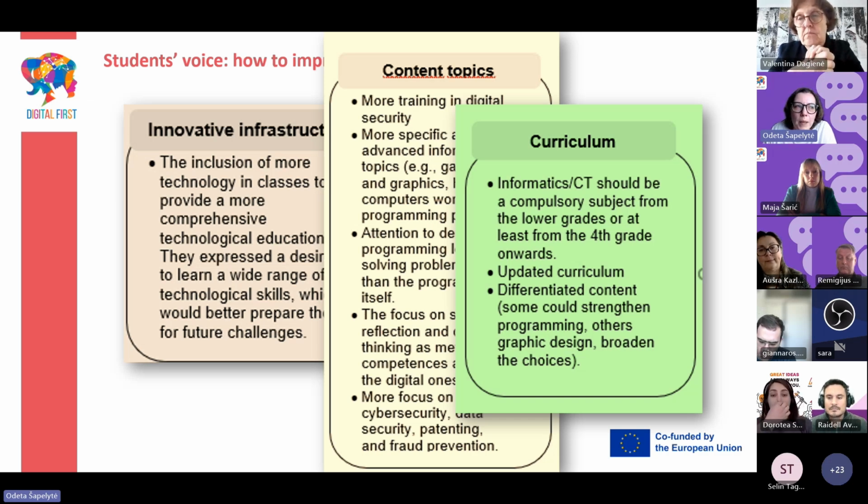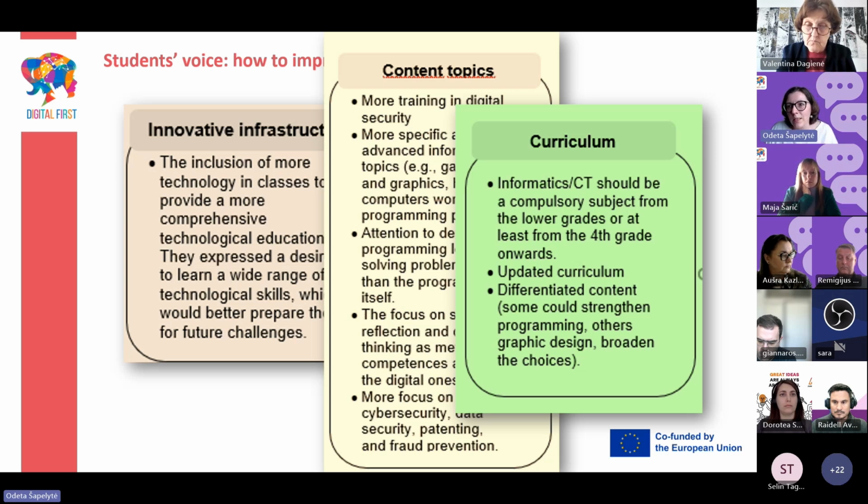Also, there are some issues that are related to content topics and the curricula. So the students are also emphasizing that we have to pay more attention to digital security, data security, fraud prevention. Also, there is a need for more specific and advanced informatics topics, for example, game designing and so on. Also, we should pay attention to developing programming logic and solving problems rather than focusing on programming itself. Also, focus on self-reflection and critical thinking.